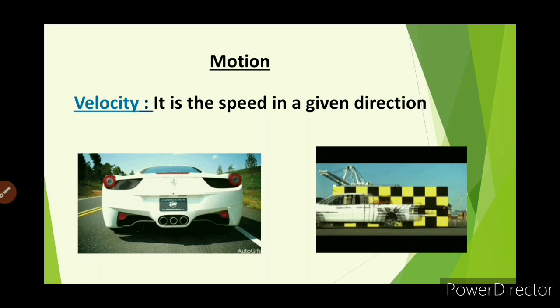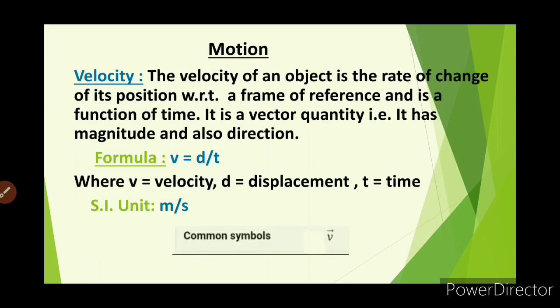Now we have velocity. It is the speed in a given direction. That means it's the same as speed, but one thing is added, which is direction. That means velocity is dependent upon two factors. One is displacement, another one is time. Now we have a definition of velocity. The velocity of an object is the rate of change of its position with respect to the frame of reference, and it is a function of time. It is a vector quantity. That means it has magnitude and also direction.